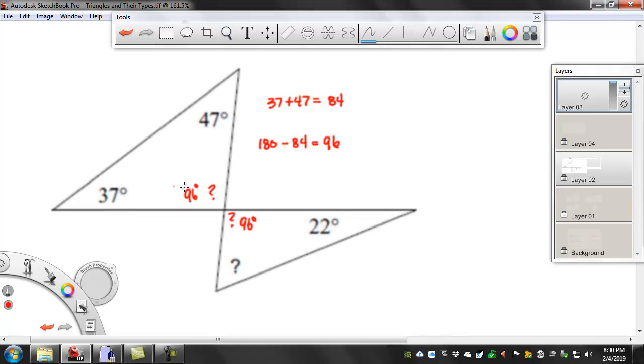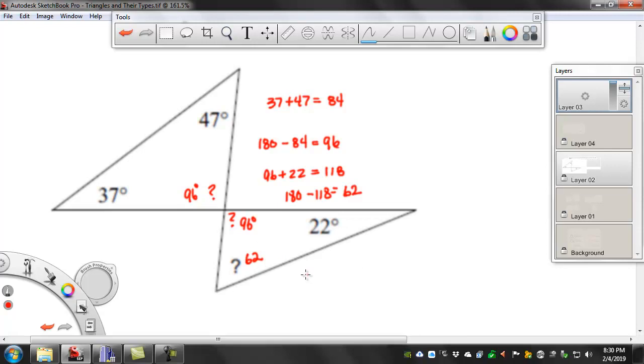So for the same reason I was able to find this 96, now I can find this missing angle here. Let's take 96, add 22. That will give me 118. 118, 180 minus 118, that will give me, looks like 62. 62. So that's the degrees right there.